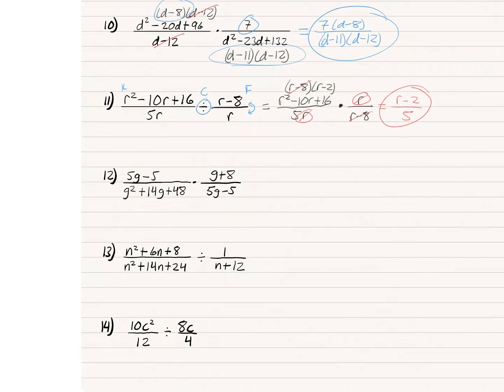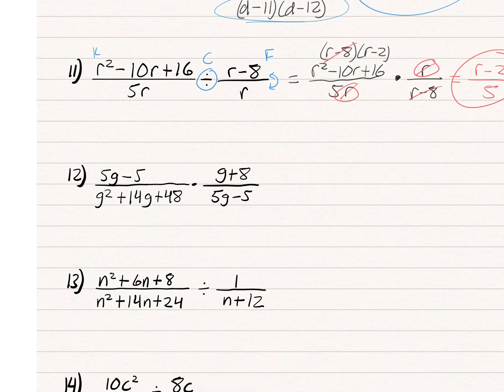All right, so looking at the next one. Make sure everything's fully factored. Now, looking at it right now, you can even cancel out the 5g minus 5 right away. It's the same on the top and the bottom. And then on the bottom, you want to factor the g squared plus 14g plus 48. It becomes g plus 6, g plus 8. And then we have a g plus 8 cancel on top and the bottom. And then we're left with a g plus 6 on the bottom.